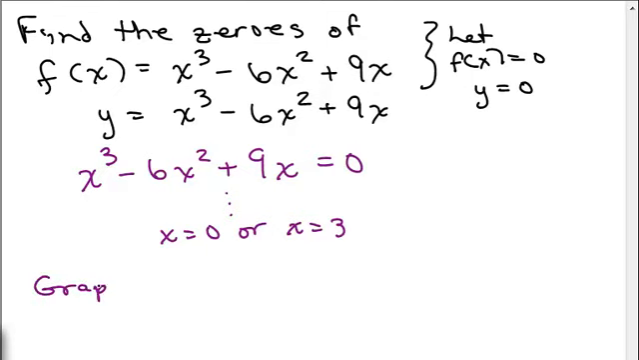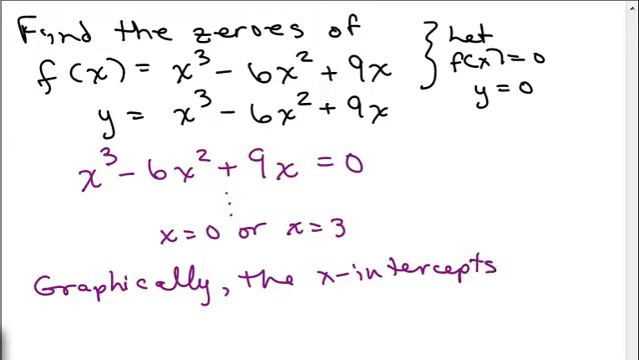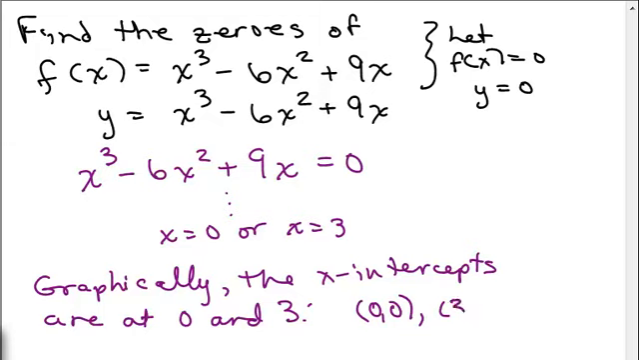Graphically, these are our x-intercepts. They're at 0 and 3. In other words, if you were going to write those as ordered pairs, we have 0, 0 as one ordered pair and 3, 0, right? Those are the x-intercepts. Now, this isn't yet telling you how to graph it, but it does tell you where the x-intercepts are. So that's a start, right?